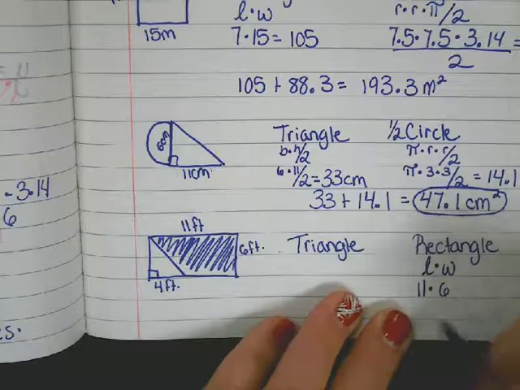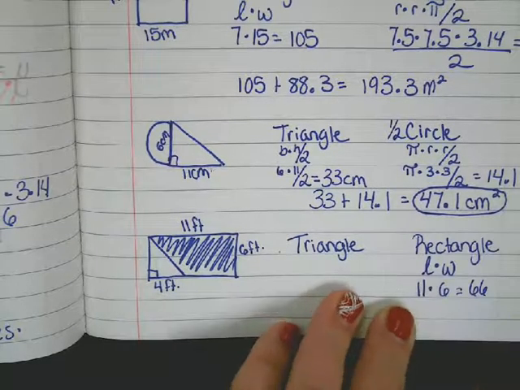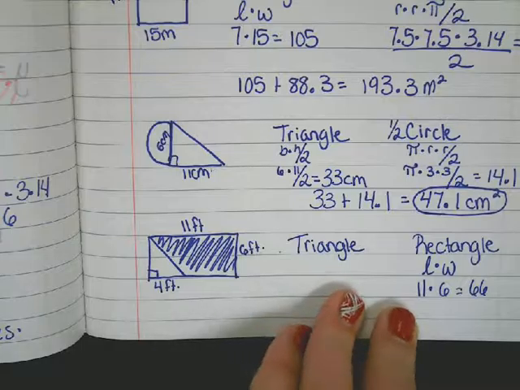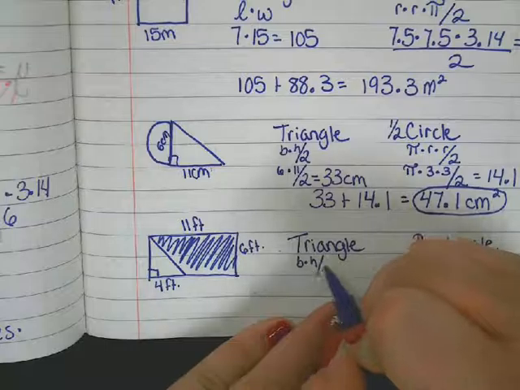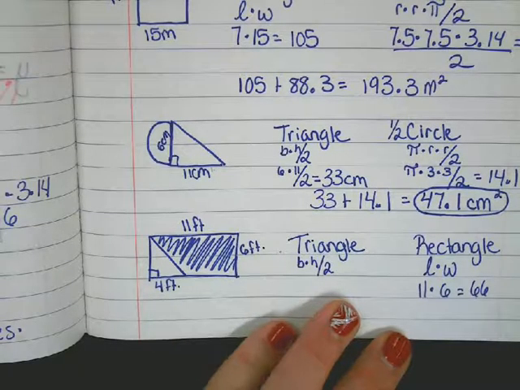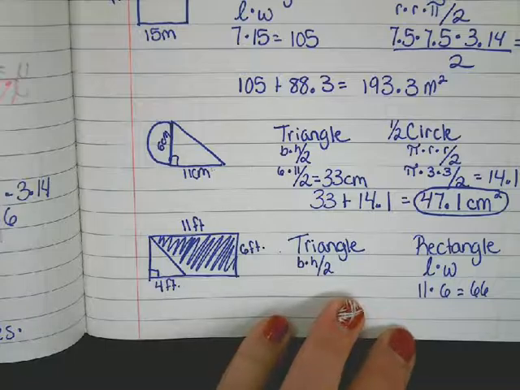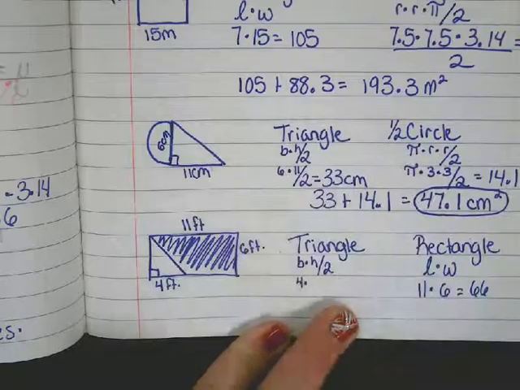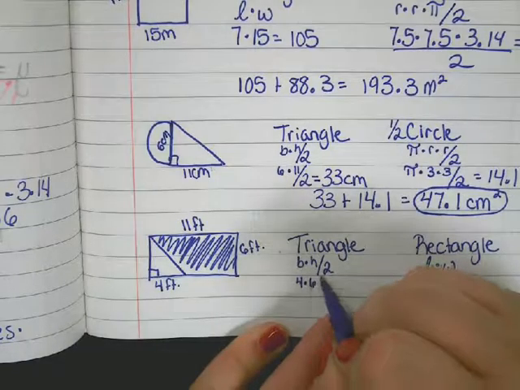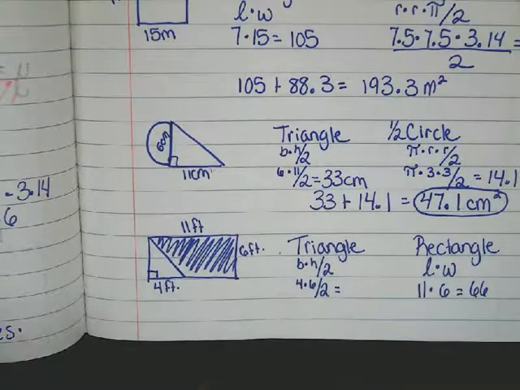Now let's try our triangle. For a triangle I need base times height divided by 2. So what is my base of the triangle? 4. What's my height of the triangle? 6. So 4 times 6 divided by 2. 4 times 6 is 24, divided by 2 is 12.